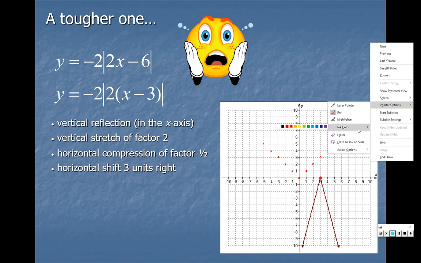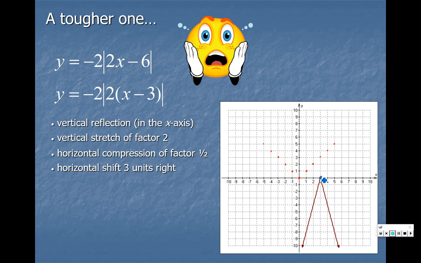Pointer options, ink color, we'll put them in blue. And you don't have to do very many points before you get the shape of the new graph. Didn't follow me? I'm going to do it again, and again, and again.